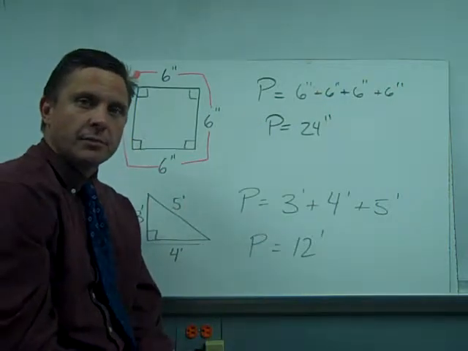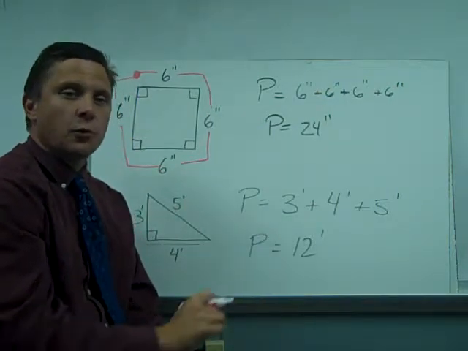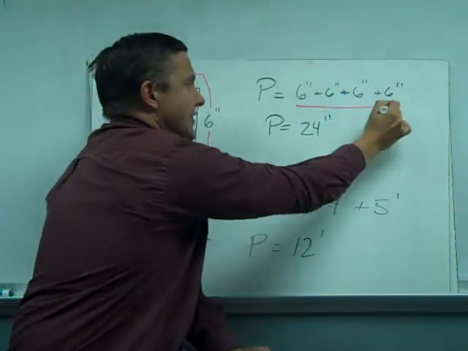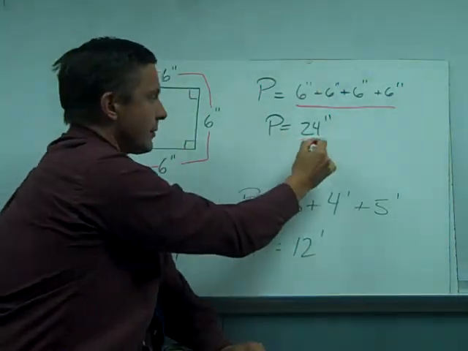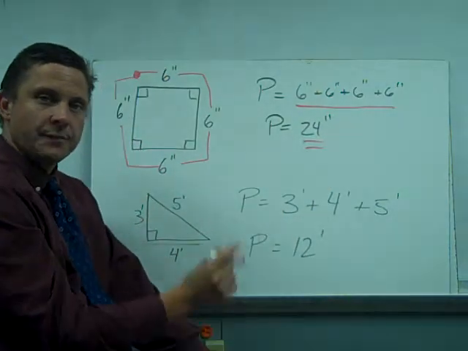In fact, perimeter, the P-E-R-I, stands for around in Greek. But in this case, we just have to add up. There are 4 sides, so we have 4 measurements. The perimeter is 24 inches.